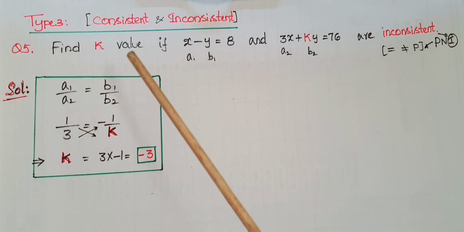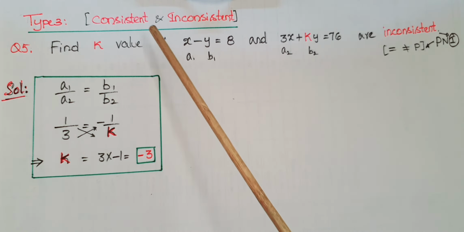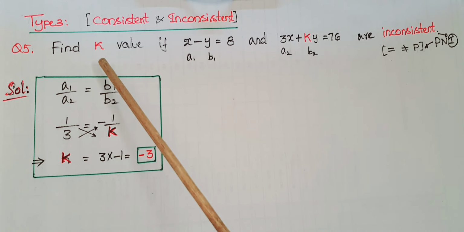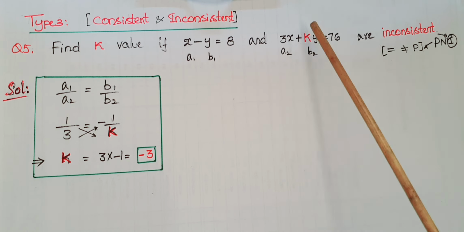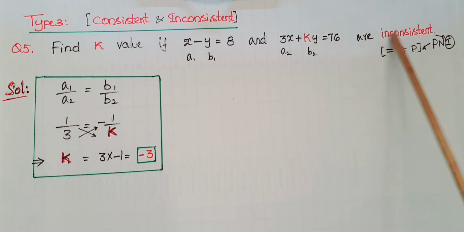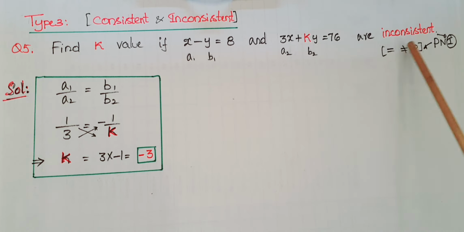Next type of questions: here we have to find the k value if the pair of linear equations is consistent or inconsistent. For example, find the k value if x minus y is equal to 8 and 3x plus ky is equal to 76 are inconsistent. Inconsistent means parallel lines. Those lines are parallel, so equal and not equal.